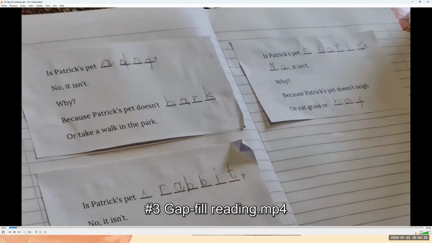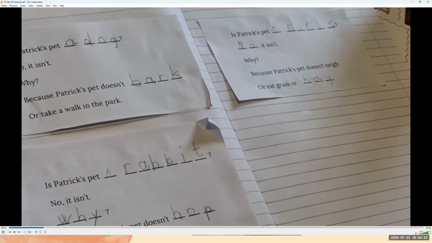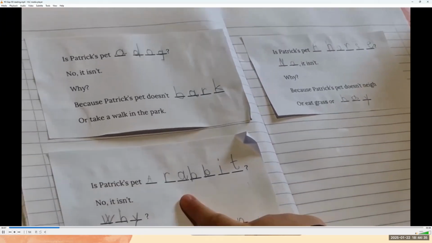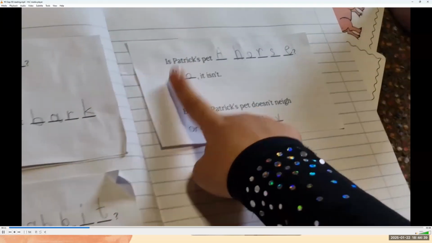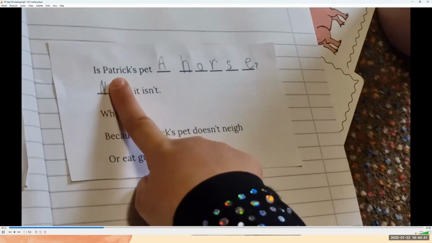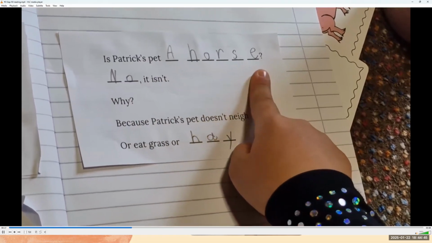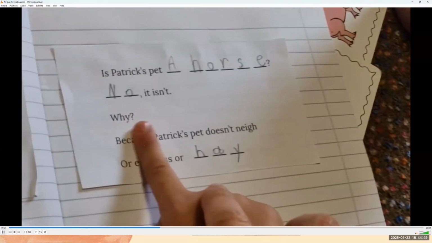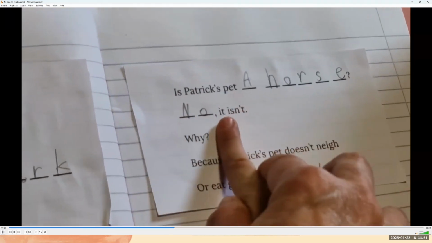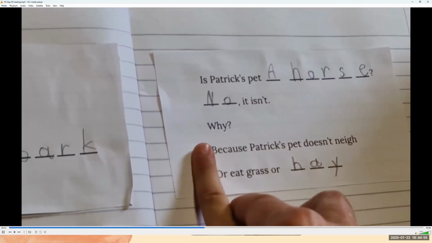Which animal are you going to read? A dog, a rabbit, or a horse? A horse. So where is a horse? No, that's a rabbit. Where is a horse? That one. Okay, let's read that one. Is Patrick's pet a horse? No, it isn't. Well done.